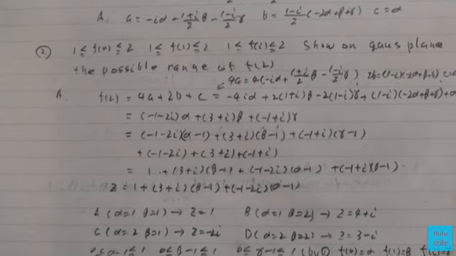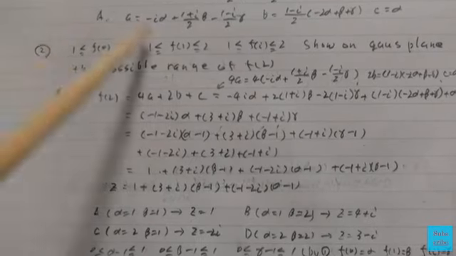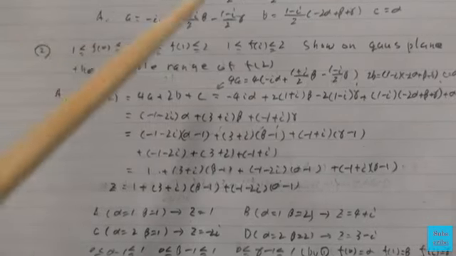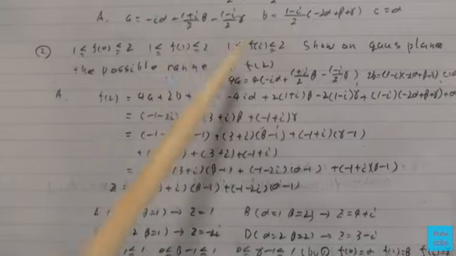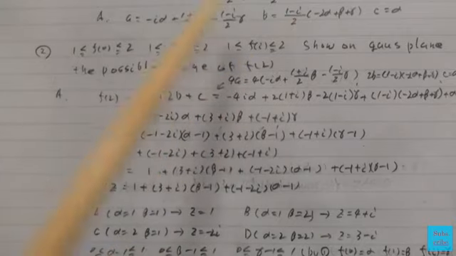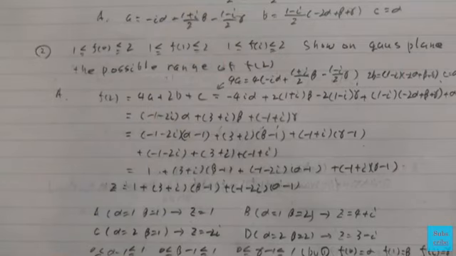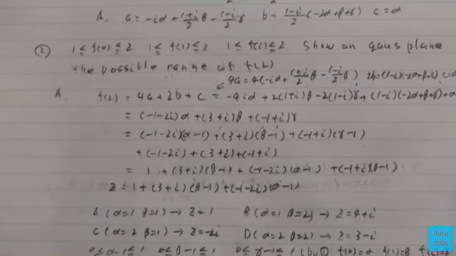Part 2. When f(0), f(1), and f(i) each range over their respective ranges, show on the Gauss plane the possible range of f(2). Answer.